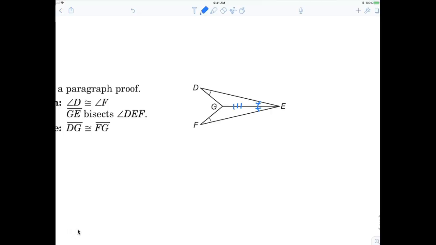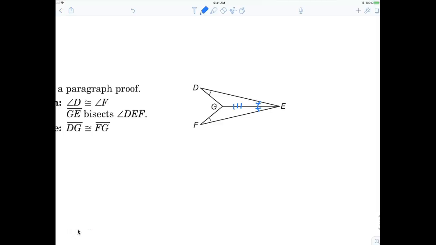So side angle side, you could say that GE bisects D and F. So DE is side angle side. How are you telling me that a side? So GE bisects DEF, so DE is equal to FE. No, that's not what it's saying. I think that's kind of what he was saying. It's not bisecting a side.